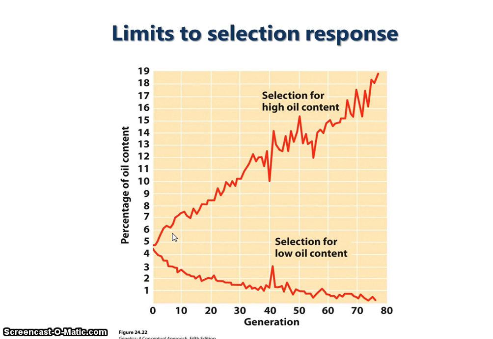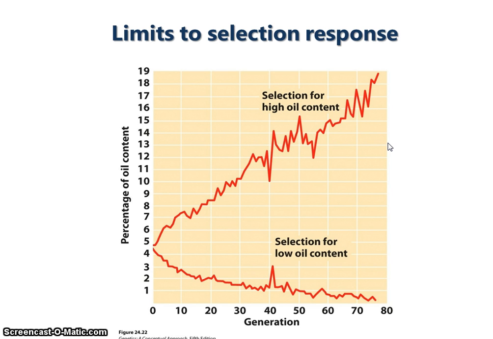So there are some limits to the response to selection. Often in doing these types of selection experiments, this is not a good example here, but often, and particularly when selecting for either high or low, maybe not necessarily both, you're going to get a leveling off of the response. After a certain number of generations, you're not going to be able to increase the trait or decrease the trait anymore. And this may be due to a couple of different things.